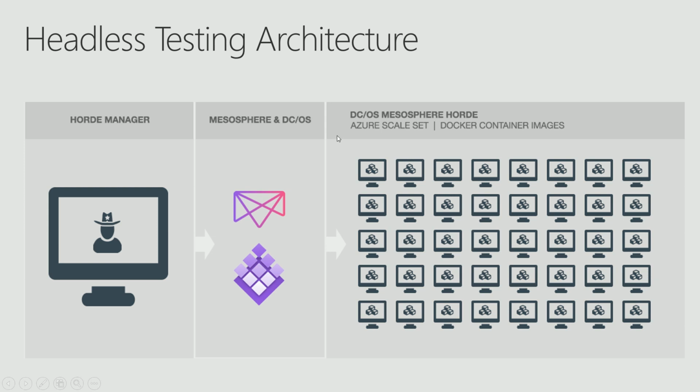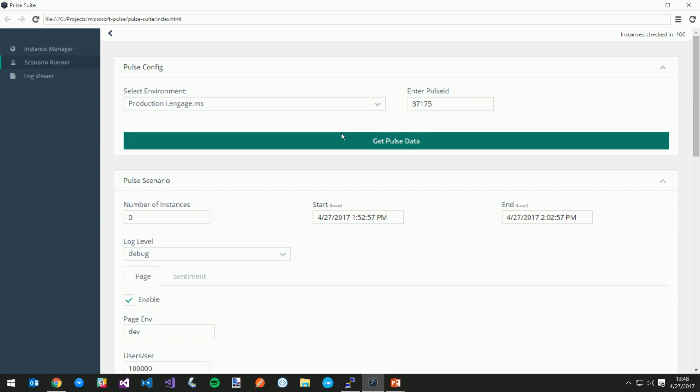So to show you how this actually looks in the real world, I'm going to go ahead and switch over to our Horde Manager. For those wondering, this is actually built in Node WebKit and uses Handlebars as its templating system. So when you come in, you're going to see this main screen. This is the scenario runner. I select our production environment that I want to hit.